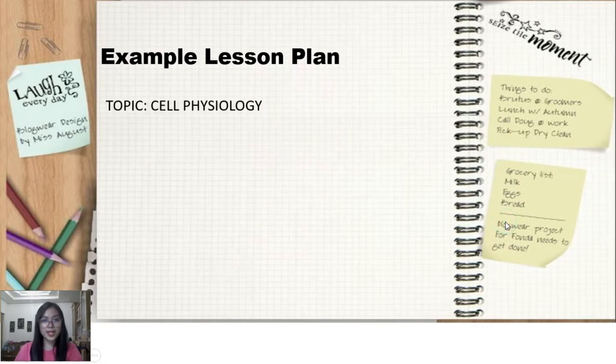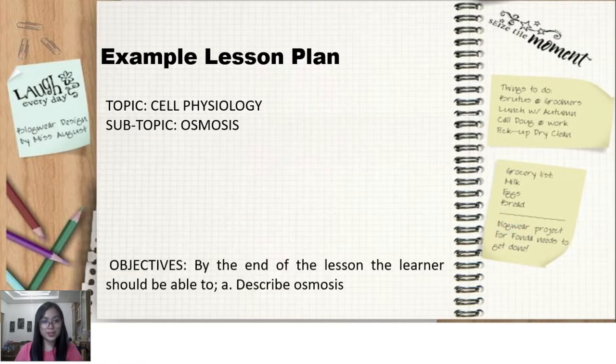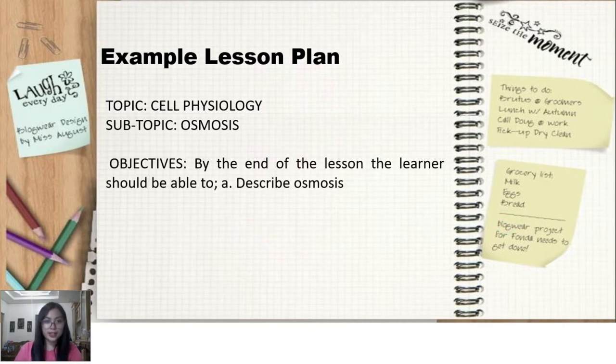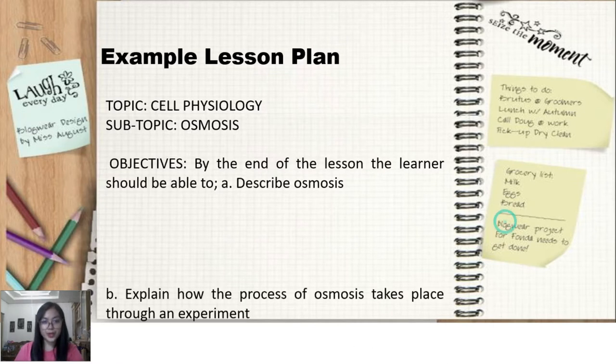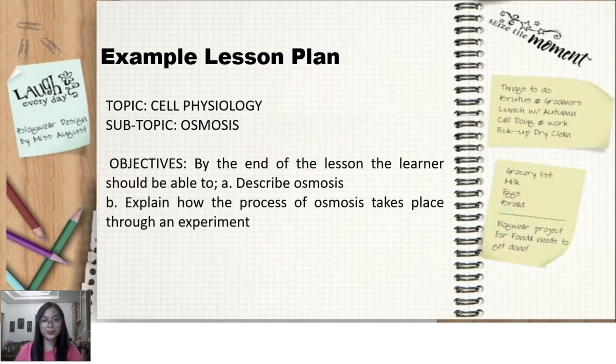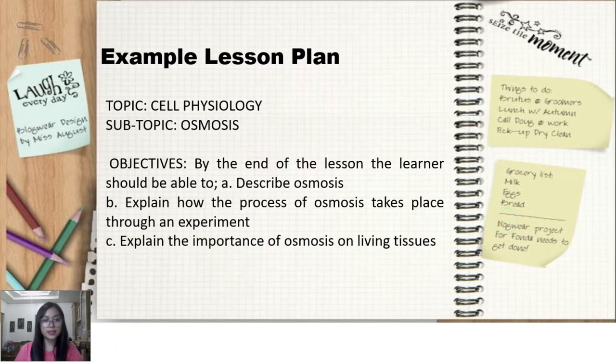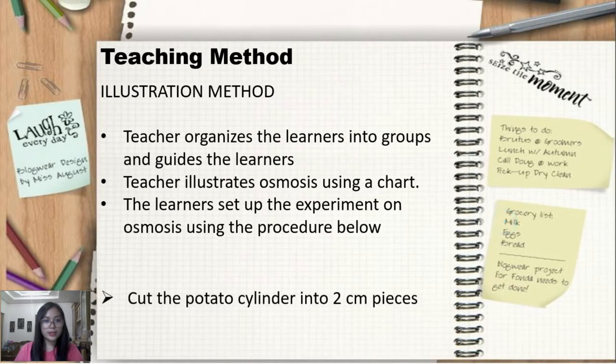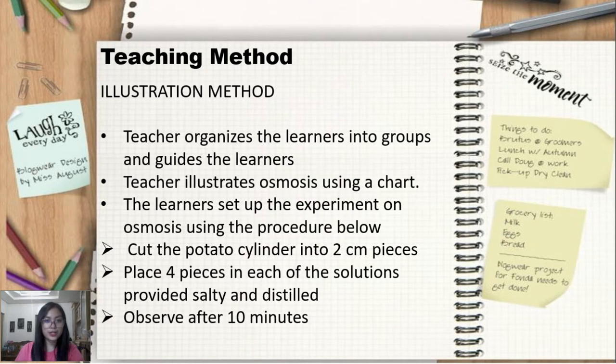So let's proceed to an example of a lesson plan. The topic: cell physiology, specifically osmosis. So by the end of the lesson, the learner should be able to describe osmosis, explain how the process of osmosis takes place through an experiment, and explain the importance of osmosis on living tissues. So the method used is the illustration method. So there you can see a certain illustration is provided by the teacher about osmosis. Then the learners will set up the experiment on osmosis using the different procedures. So here is the procedure.